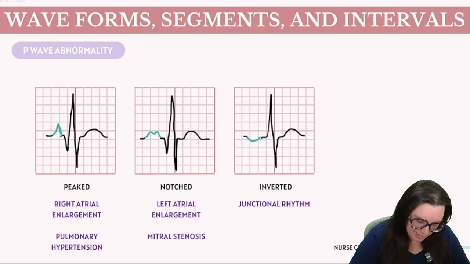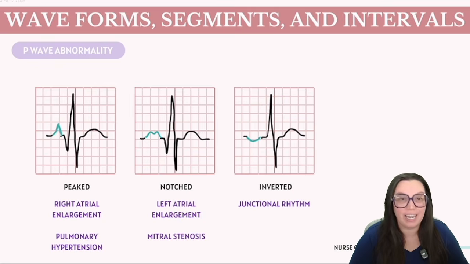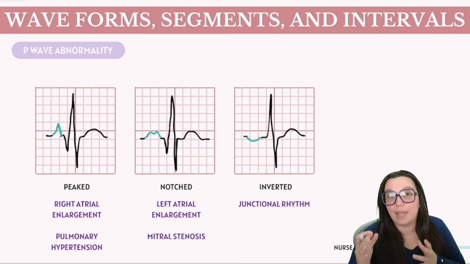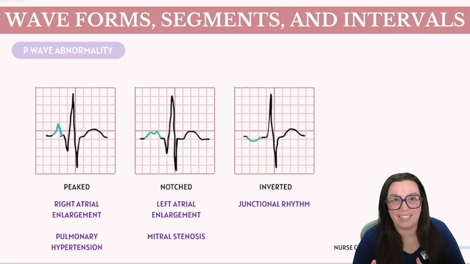So anytime we see this kind of peaking that takes place with our atria, we're looking most likely at right atrial enlargement. This is typically a result of conditions that impose increased pressure or strain on that right atrium, such as things like pulmonary hypertension.